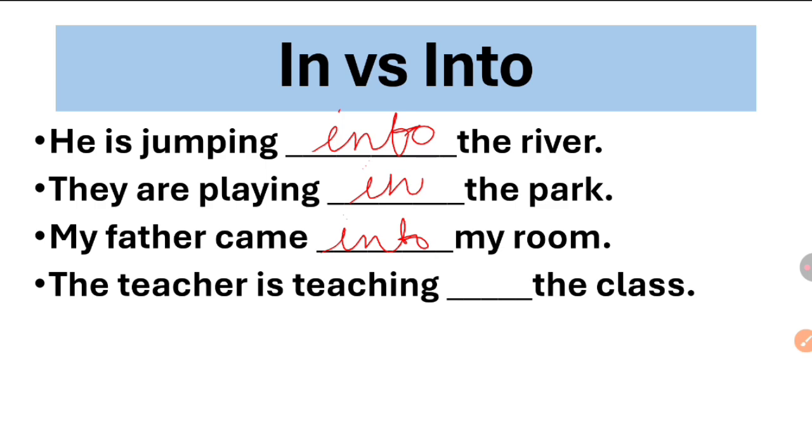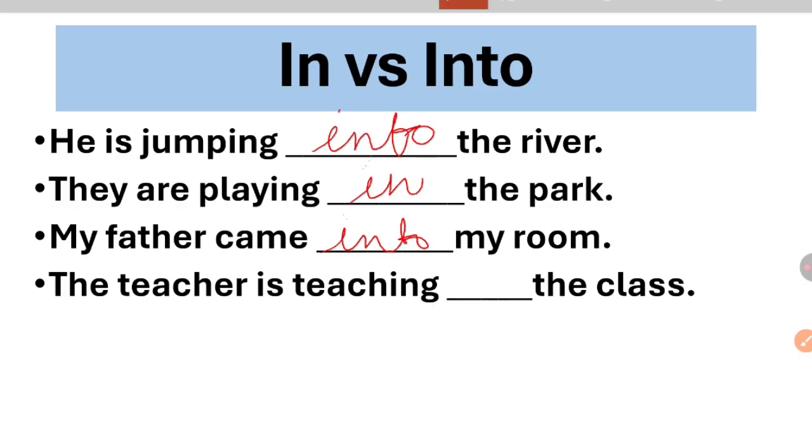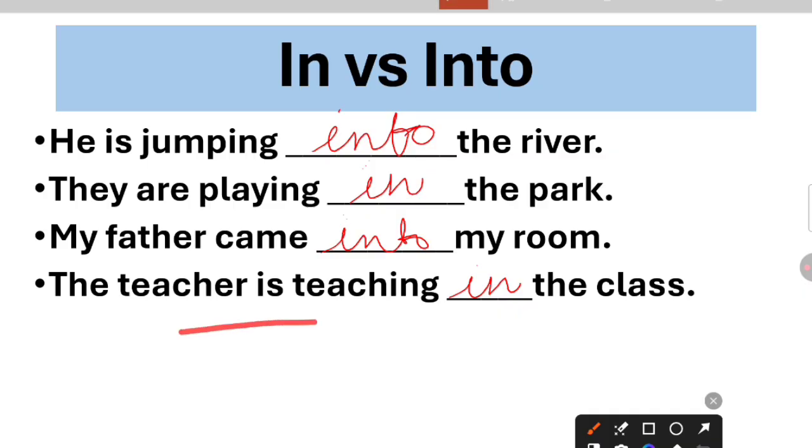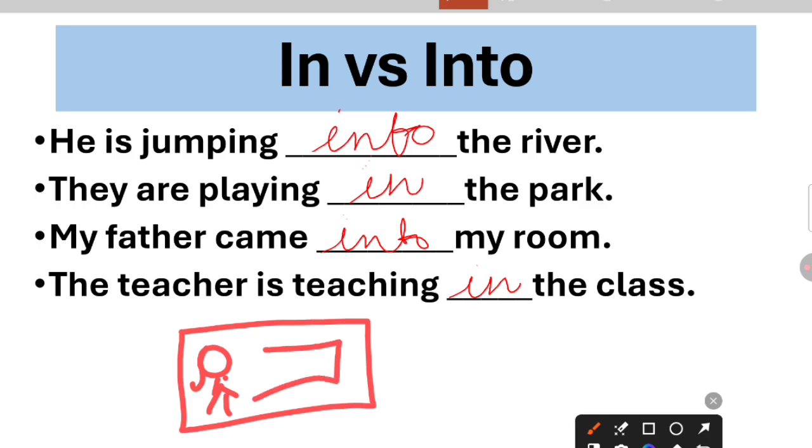So, the teacher is teaching blank the class. Here the correct answer will be in, right? Why in? As I already told you, we use in when we show the static location. So here this is a classroom, okay, and the teacher is teaching in the class. She is already here in the class, static location. So, in the class.